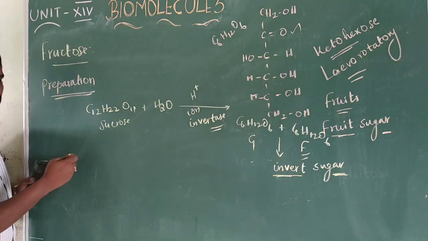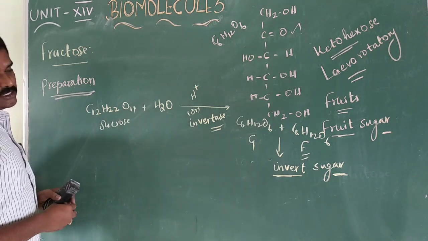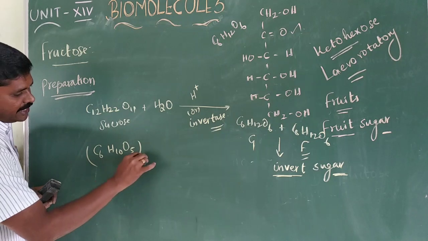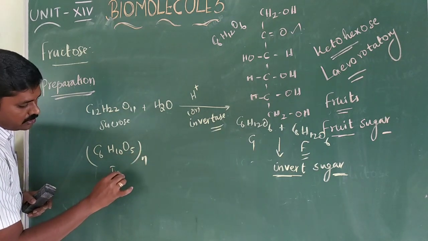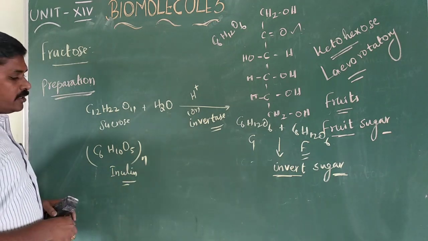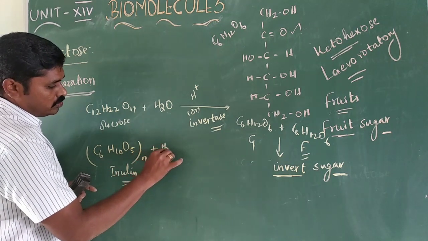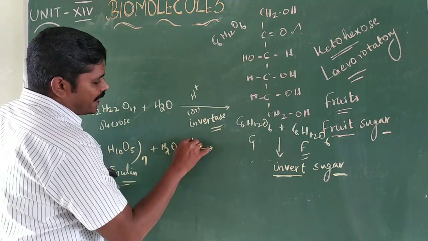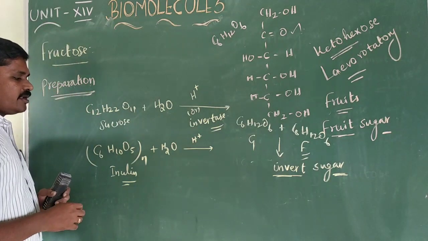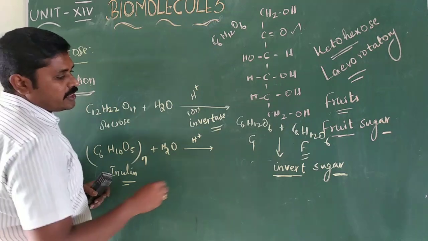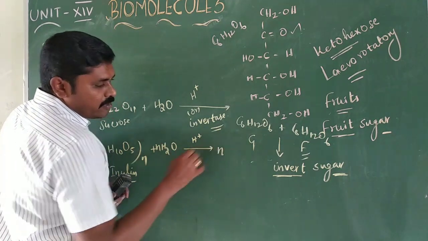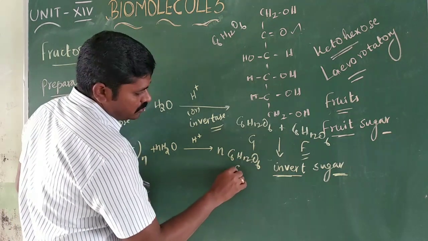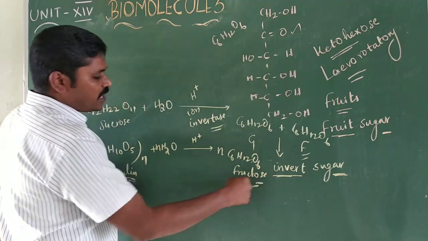Inulin is a homopolysaccharide, (C6H10O5)n. The hydrolysis of inulin with H2O in presence of mineral acids gives a number of moles of fructose.